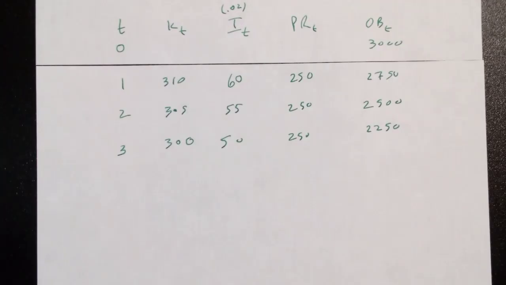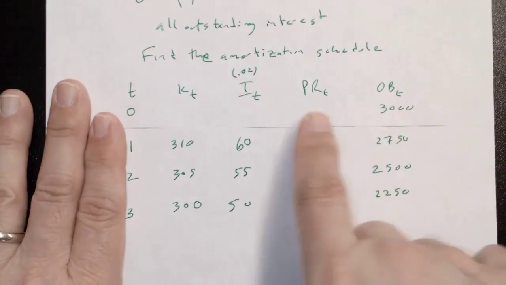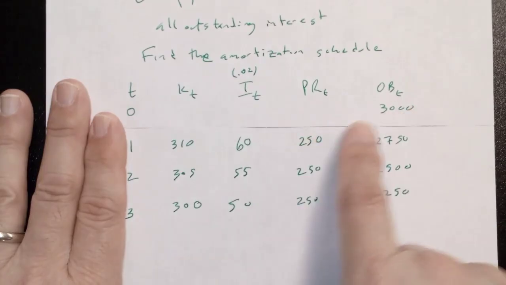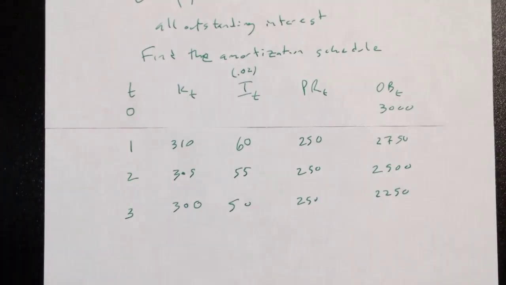Is the balance always going to go down the amount of the principal payment? Yes. That's the way we calculate this column: you take the previous one minus this. And as long as the principal we paid is constant, it's taken down the exact same amount every time.